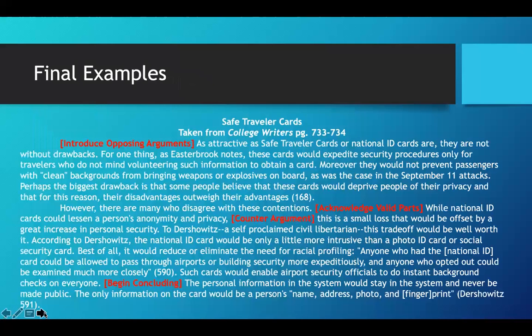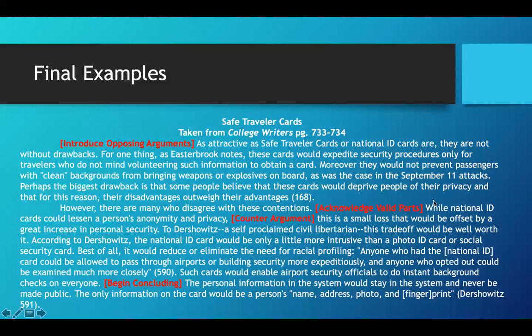All right. So here are just a few final examples. And then after that, I will take some questions from you if you have them. So here is a selection from a paper on safe traveler cards. Here the writer starts off by introducing the opposing arguments, which I've highlighted in red. Then what he or she does here is acknowledge the valid parts of the counter argument, then offers their own counter argument, right? The refutation, and then concludes.